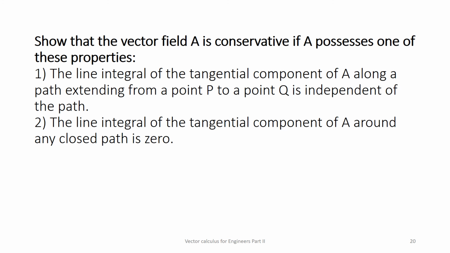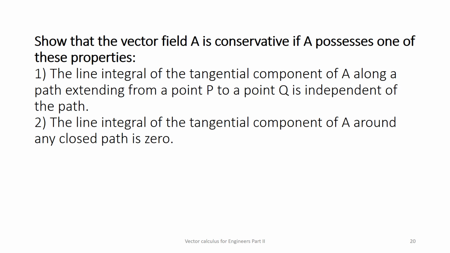So what is the meaning of this? Line integral, as you know, is along any curve, which is nothing but a path, and we are finding the tangential component at each point, and then we are finding the integral. So here we can say that since the vector field A is conservative, there exists a potential.